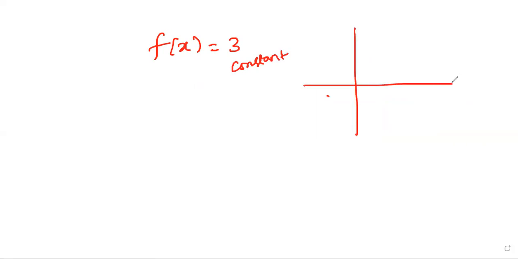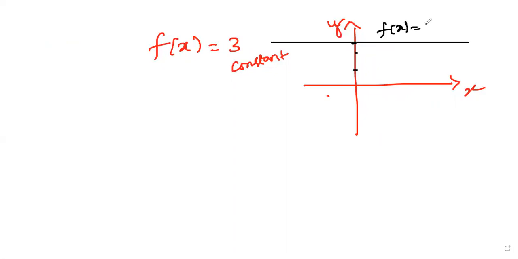What if you have a function as constant? The function itself is a constant. There is no variable in it. How do I plot this in the graph? F of x is equal to 3 means this is the x-axis, this is the y-axis. F of x is equal to 3 means how will I draw? Y is equal to 3, isn't it? 1, 2, 3. I'll draw a line like this. That's it.